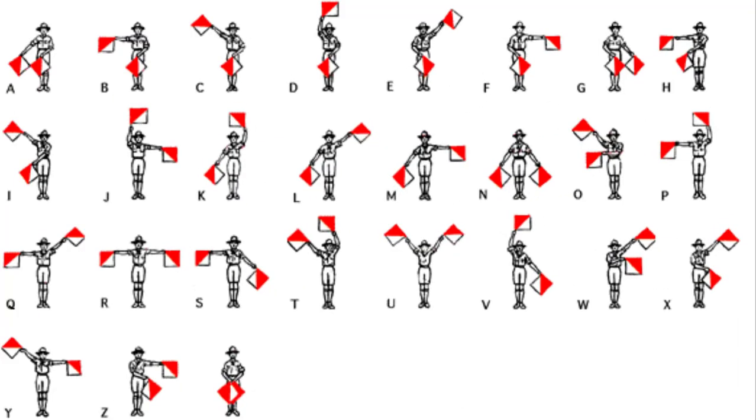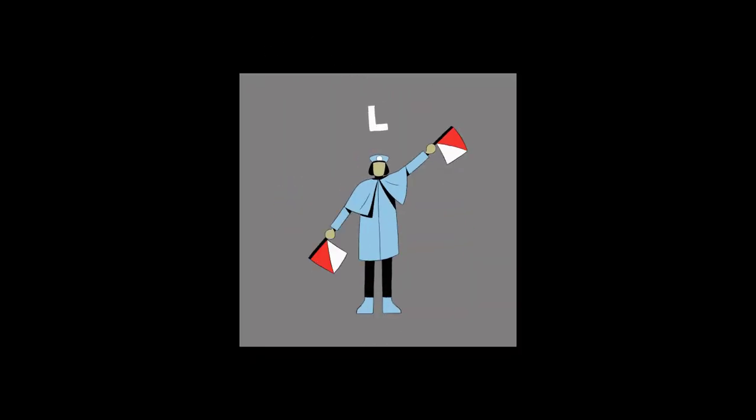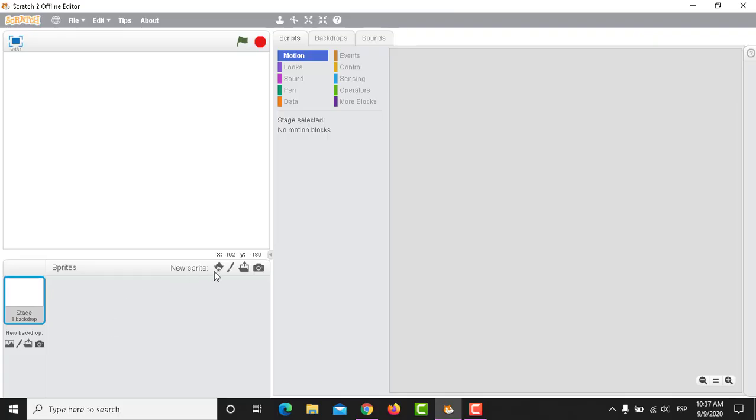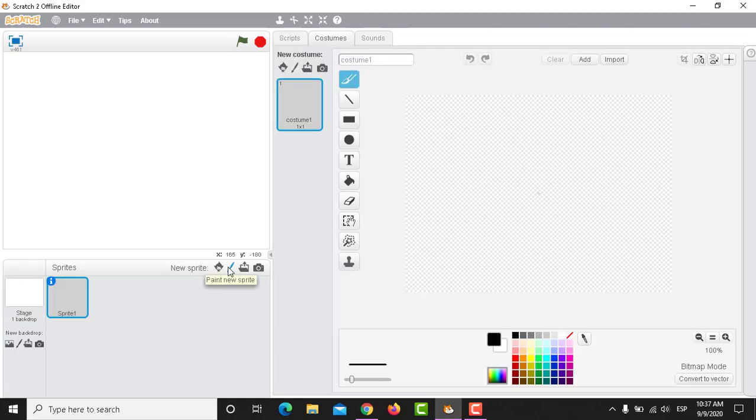Another way to send messages is the semaphore, where we change a movement for letters to make messages. That is a way to code. So today we are going to make an animation, trying to send a message with our names using the semaphore to start coding. For that we are going to use Scratch.